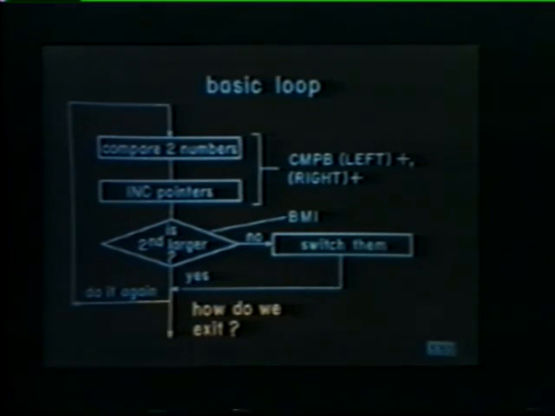How do we exit? The flow you have seen so far will cause the program to continually compare numbers and place them in order. But how does it know when to stop? How does it know when we've stepped through all of the numbers in the table?